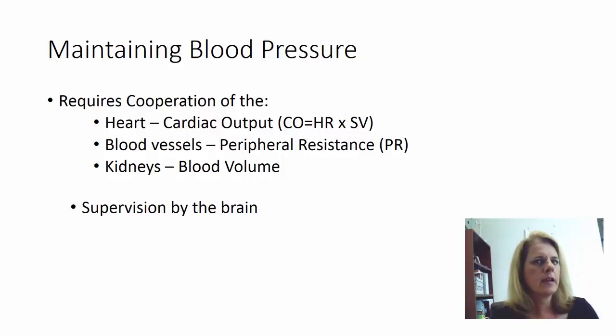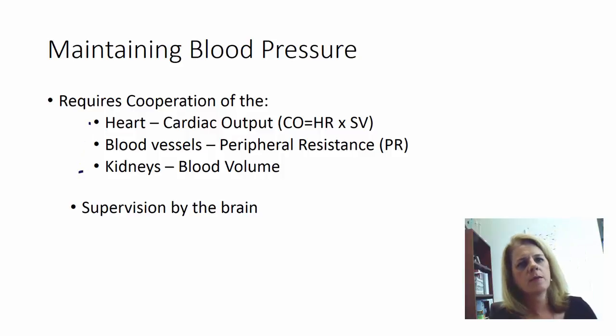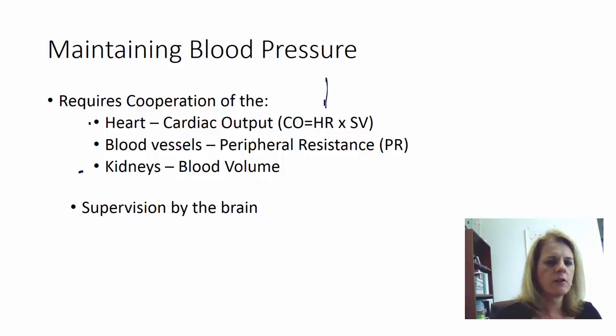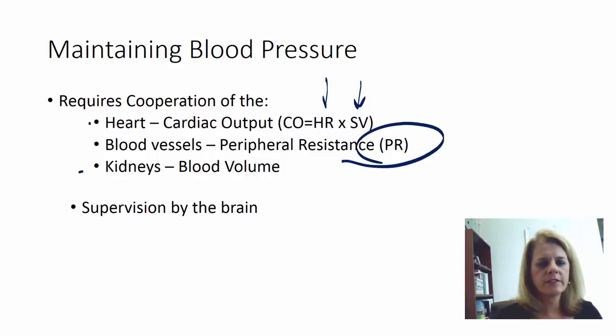So how do we maintain our blood pressure? It requires three things: the heart, the blood vessels, and the kidneys. When we talk about the heart, we're talking about cardiac output, and you should have already learned how you can regulate cardiac output by changing heart rate and stroke volume. The blood vessels' role is changing what's called peripheral resistance, and we're going to talk about that in just a minute. And also the kidneys.